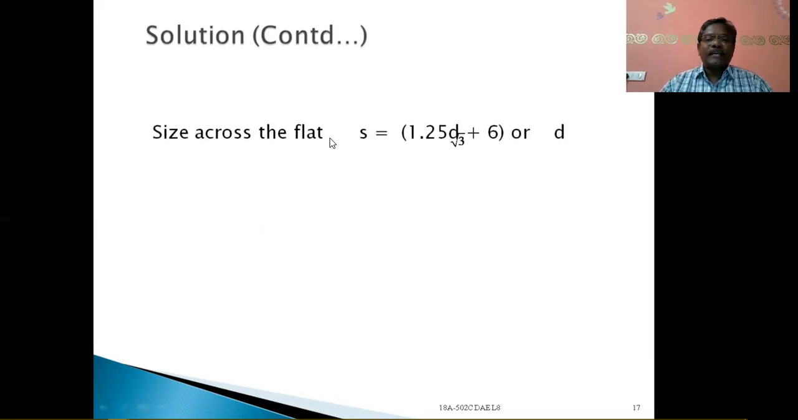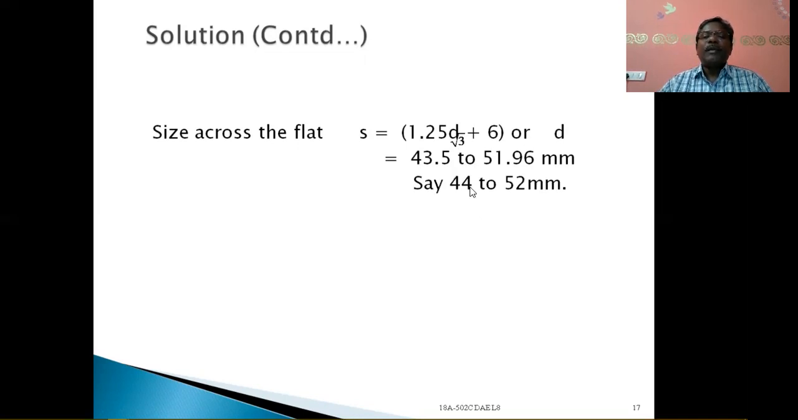So next is the size across the flats. Size across the flats S is equal to 1.25D plus 6R under root of 3D. With this calculation, we are having 43.5 to 51.96 mm.